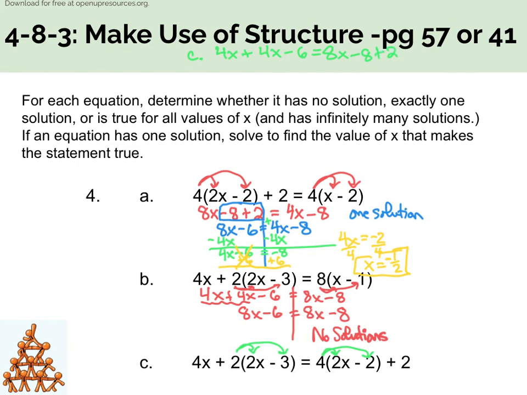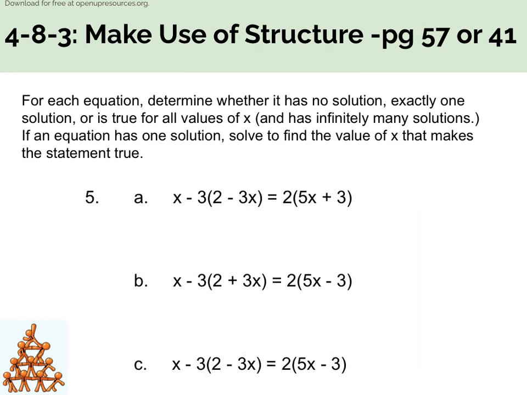Let's go ahead and combine things on either side. 4x plus 4x is 8x minus 6, and then we're going to do negative 8 and 2, so we have 8x minus 6. Notice how the 8x's are exactly the same, the negative 6's are exactly the same. So this answer is going to be infinitely many solutions, or as we did yesterday, true for all values.